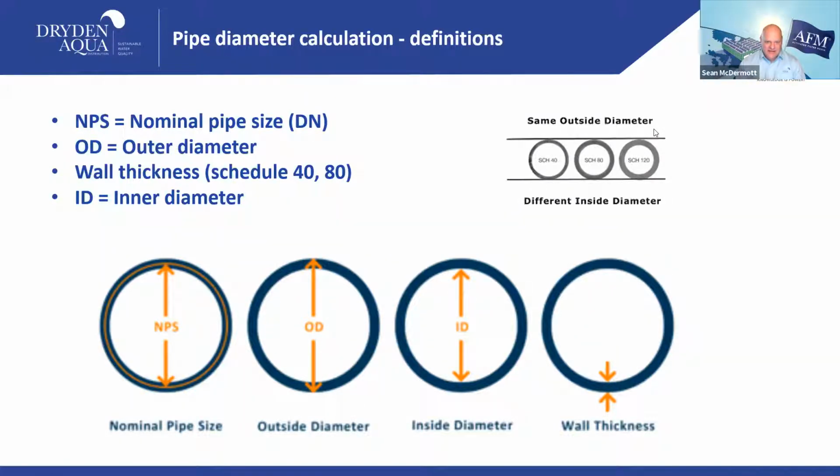The wall thickness, Schedule 40, Schedule 80, and 120, determines, based on the outside diameter, what the inside diameter is going to be. So a 1.5 inch Schedule 40 pipe will actually have a larger inside diameter, or ID, than a 1.5 inch Schedule 120 pipe. For our purposes, the inside diameter is really the most important thing when we're calculating flow velocities and pressures.